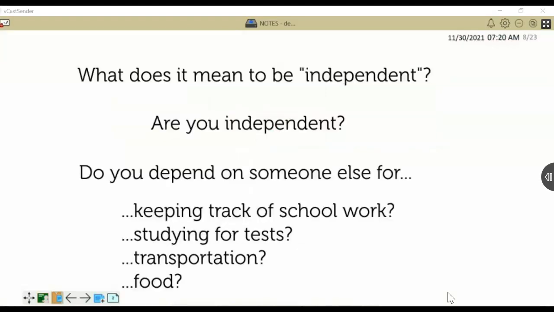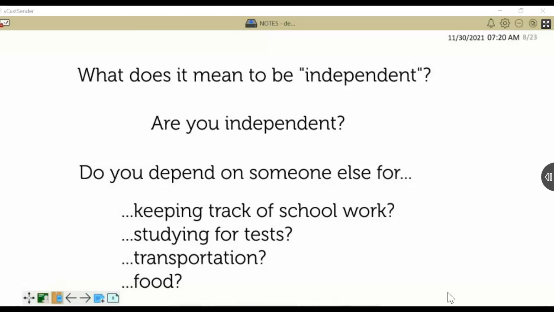So let's talk about the variables a little bit and the words independent and dependent. So what does it mean to be independent? Are you independent? So most of us would say, well, independence is not having to rely on somebody else, being able to make your own decisions, being able to do your own thing when you want to do it. So are you independent right now in your life? You might find that you are independent in some ways, and you're growing in your independence, such as your schooling, keeping track of your work and your homework and your assignments.